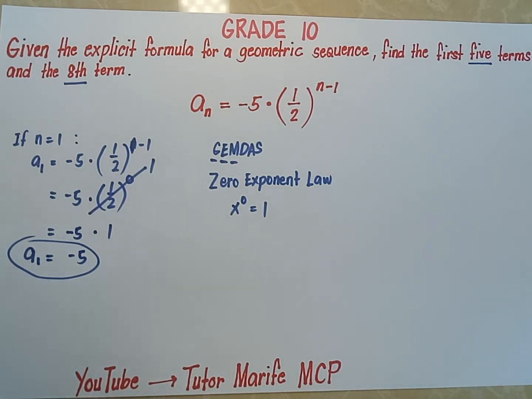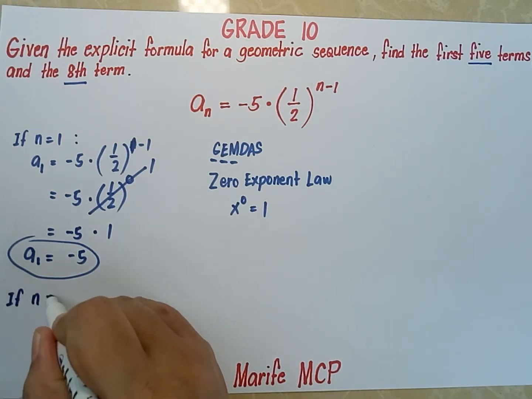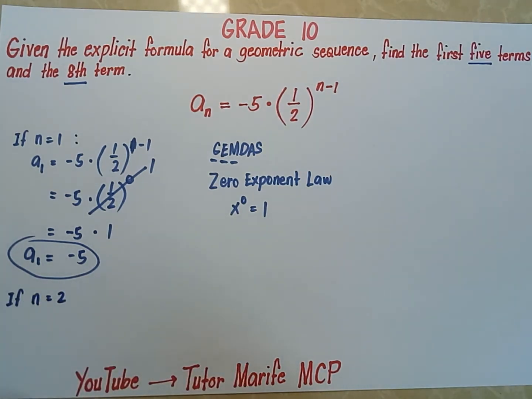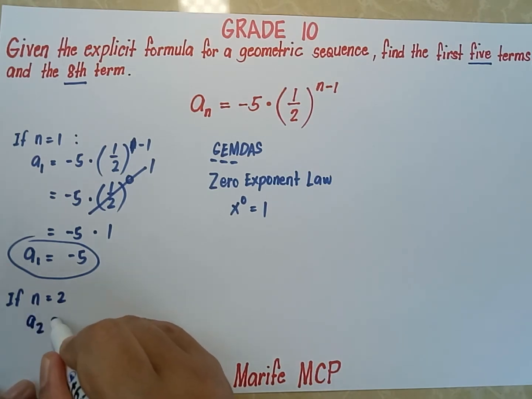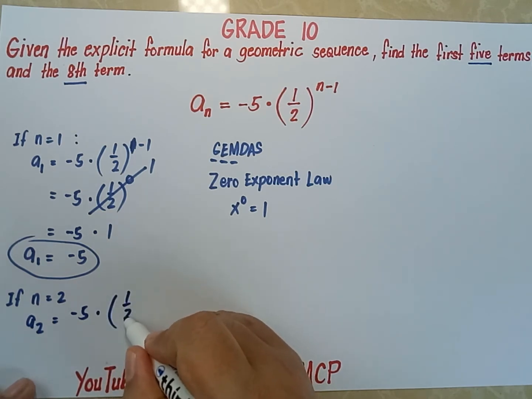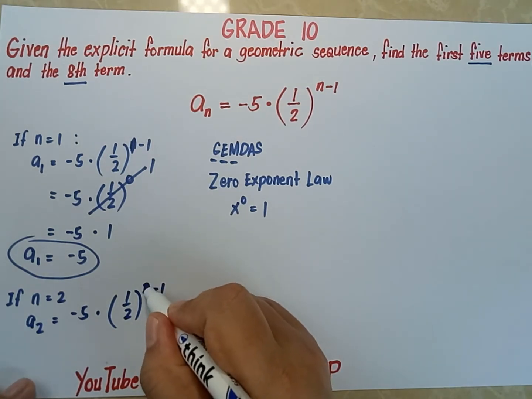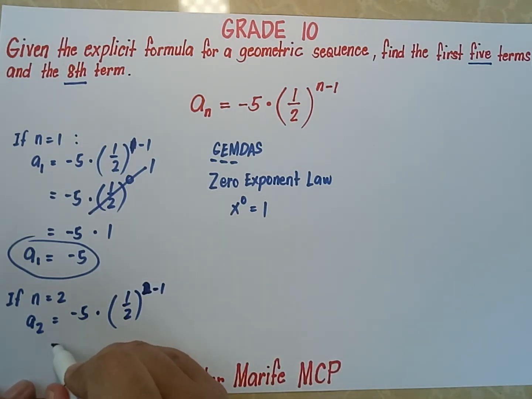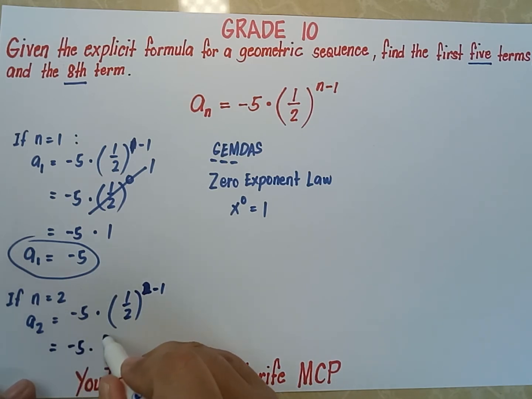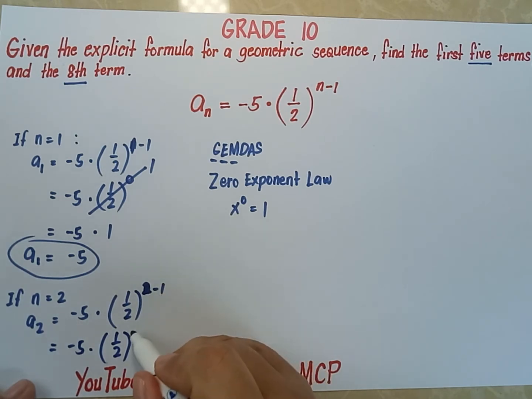Next, let's find second term. So, that is if n equals 2. So, paulit-ulit lang yung process natin. You replace n with 2. A sub 2 equals negative 5 times 1/2 raised to n minus 1. It's 2 minus 1. So, it's equal to negative 5 times 1/2 raised to, what's the difference between 2 and 1? It's 1.